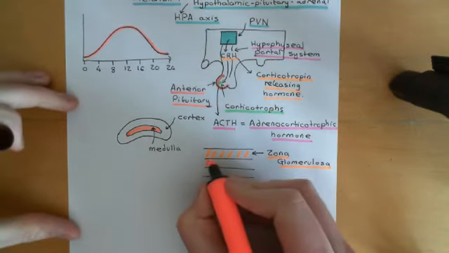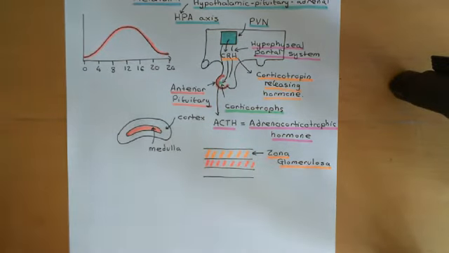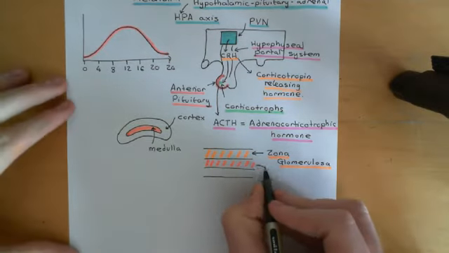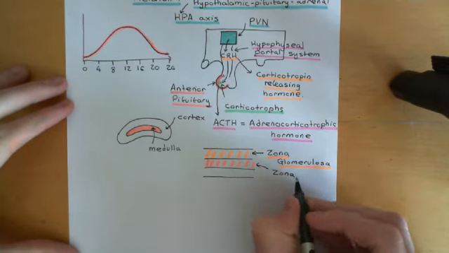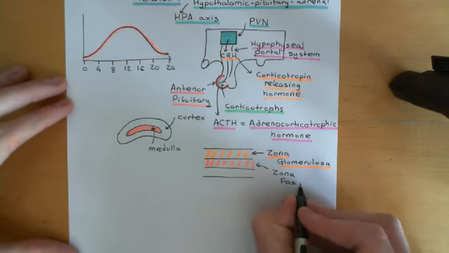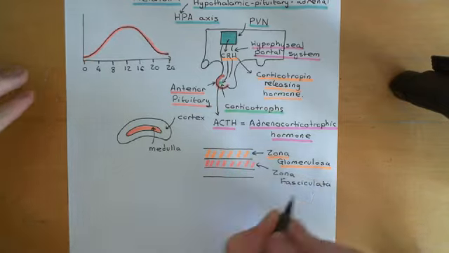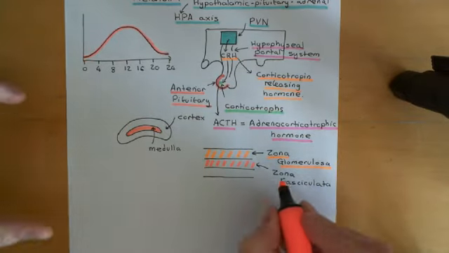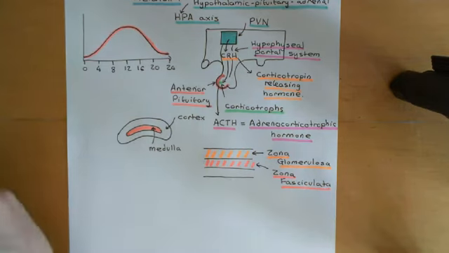Okay, then underneath the zona glomerulosa, this layer in red, the middle layer of the adrenal cortex, this is the layer that we're going to be very interested in studying the HPA axis. This is what's called zona fasciculata, and this is the layer which contains cells which can release cortisol into the blood in response to ACTH. Okay, so we'll be coming back to that layer in just a moment.